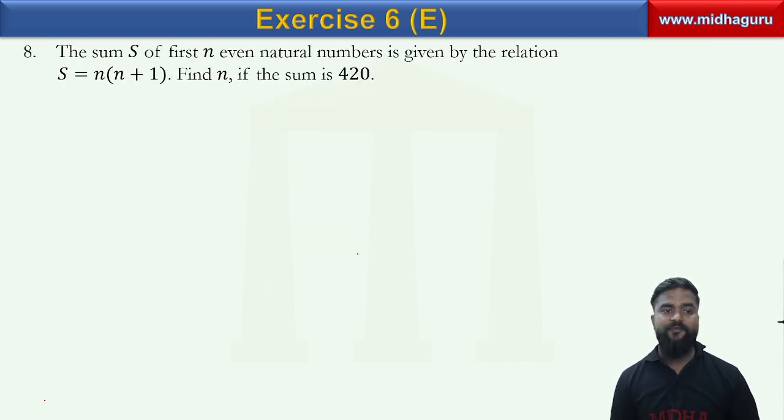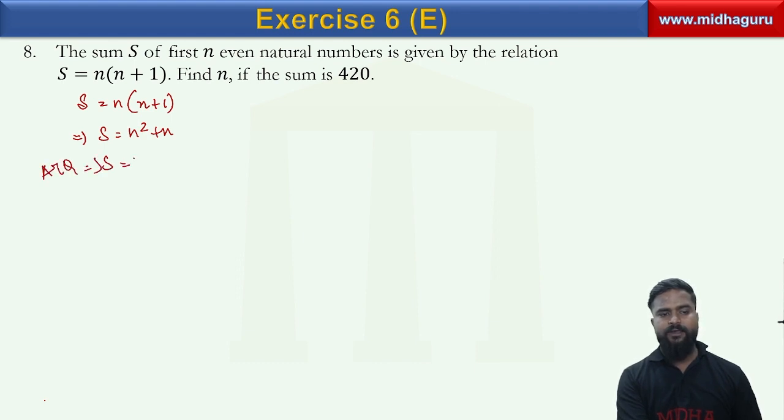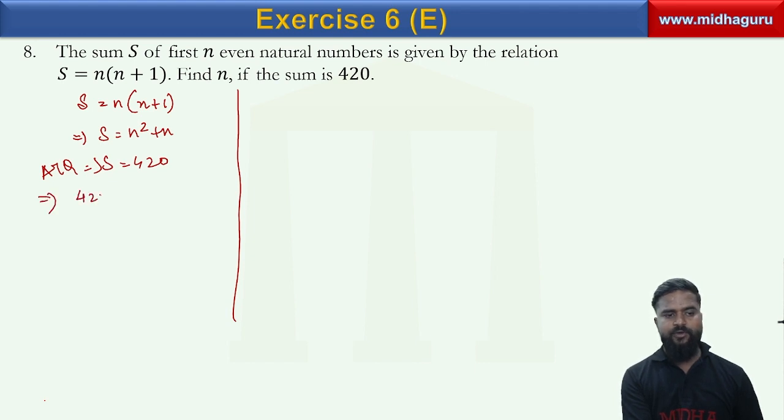Next question says the sum S of first n even natural numbers is given by the relation S is equal to n into n plus 1. Find n if the sum is 420. So it says that S is equal to n into n plus 1. If we do that, it gets n squared plus n. Now according to the question, the sum is equal to 420, which means 420 is equal to n squared plus n. So we bring 420 to the other side of the equation, we get minus 420.